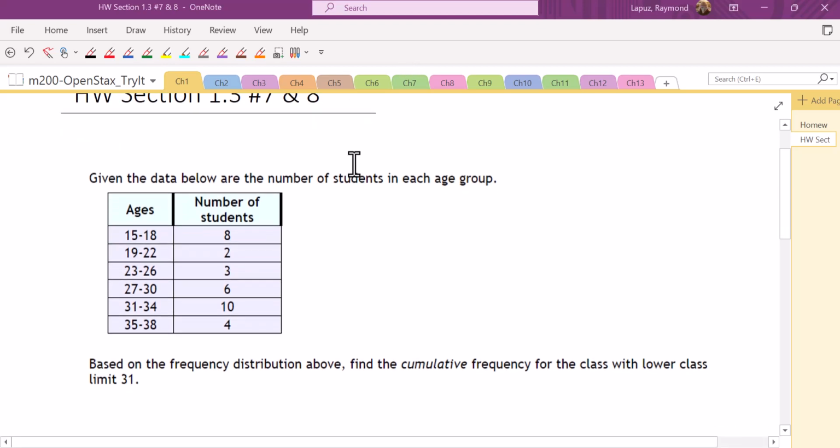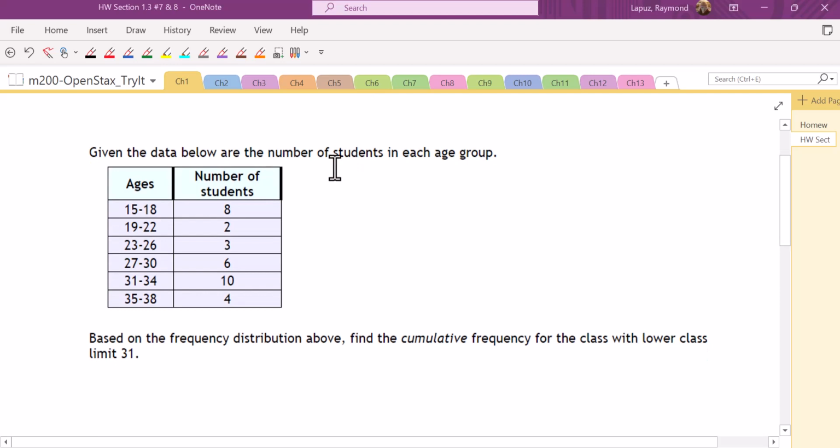In this video, we will be looking at a sample problem from homework in section 1.3. Here we have a frequency distribution table where the ages are clumped up. We have the students in each age group, and there's 8 students that are between 15 and 18, 2 students that are between 19 and 22, etc.